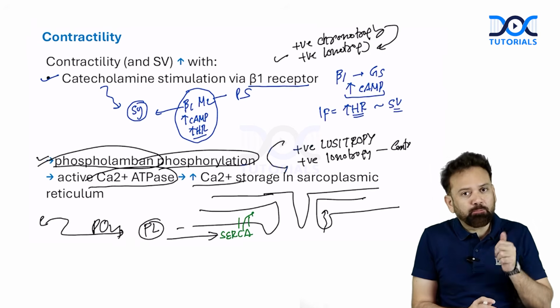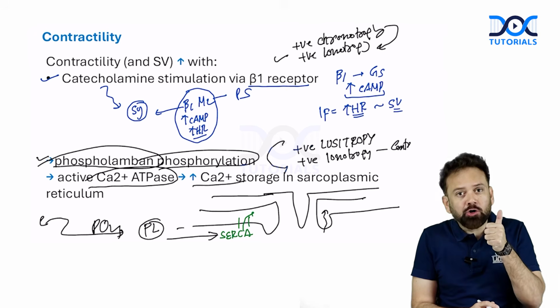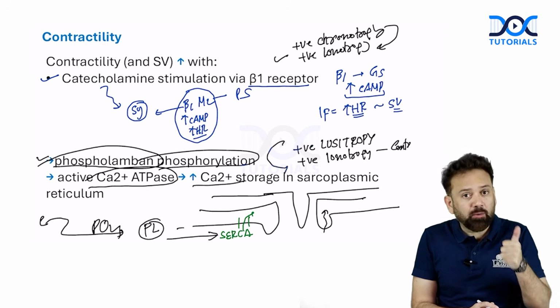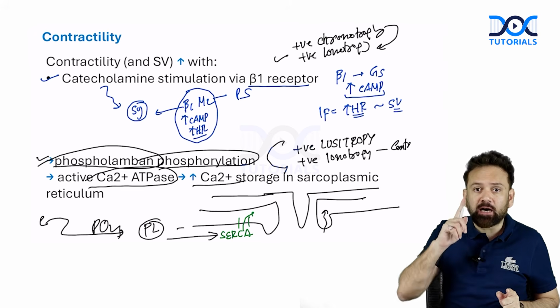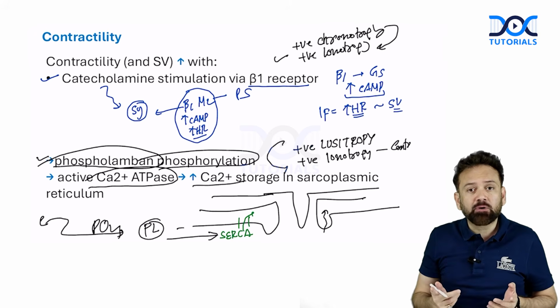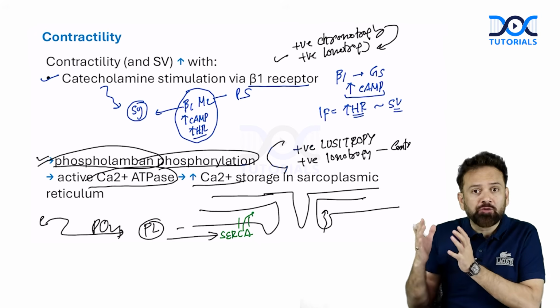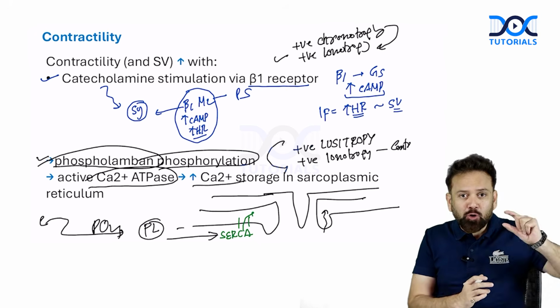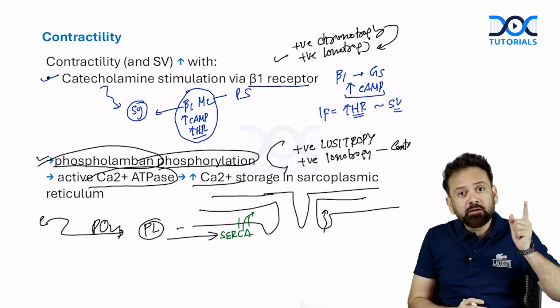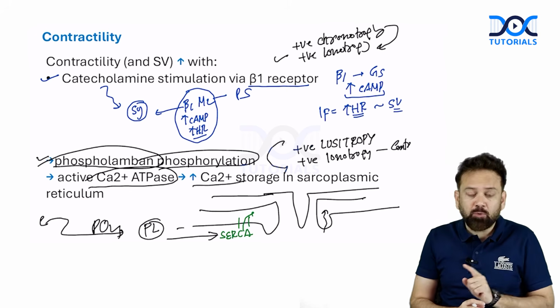So we can understand that if there is more contractility, it is because of catecholamine. Catecholamine, if it acts on the beta 1 receptor, can cause an increase in the heart rate, can cause more calcium accumulation, and can cause more contractility, called positive inotropy. So chronotropy can cause inotropy, and even lusitropy can also cause positive inotropy.